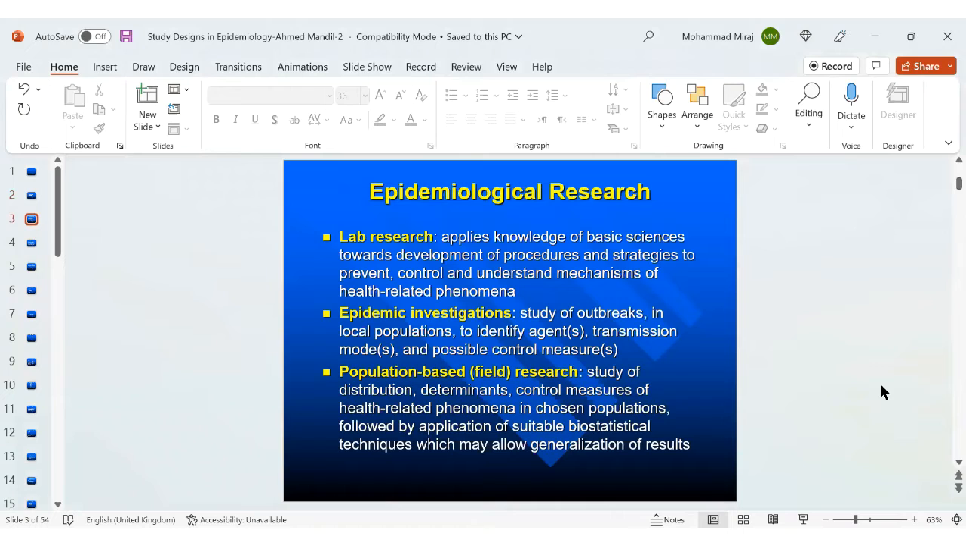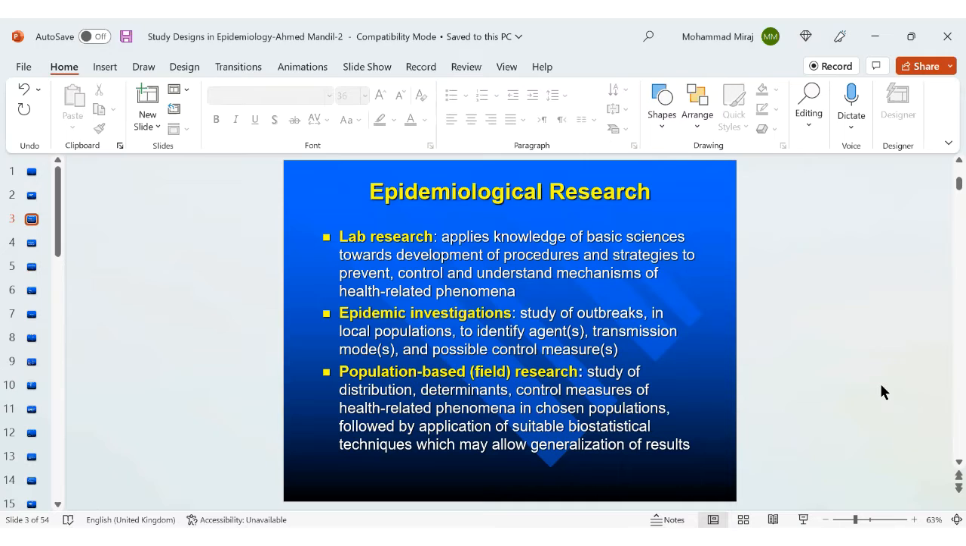So see, epidemiological research will be based on what type of research you are going to do. Whether your research is lab based, for example, you are working on some new COVID genotype, where you want to see whether this strain is much more virulent as compared to the other strain. So there are different types of lab research, or vaccine development.